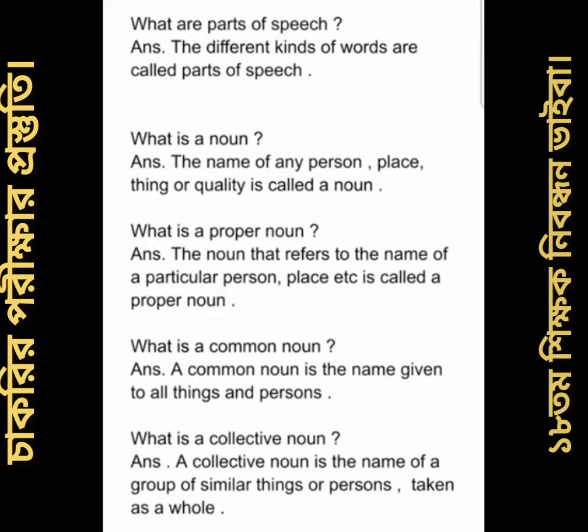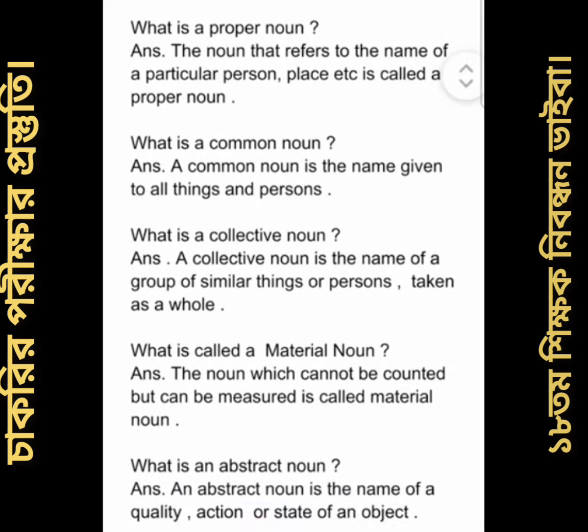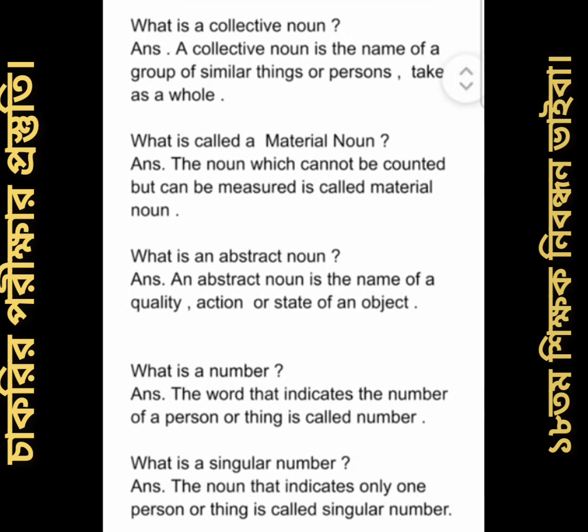What is a noun? The name of any person, place, thing or quality is called a noun. What is a proper noun? The noun that refers to the name of a particular person, place, etc. is called proper noun. What is a common noun? Common noun is a name given to all things and persons. What is a collective noun? A collective noun is the name of a group of similar things or persons taken as a whole.